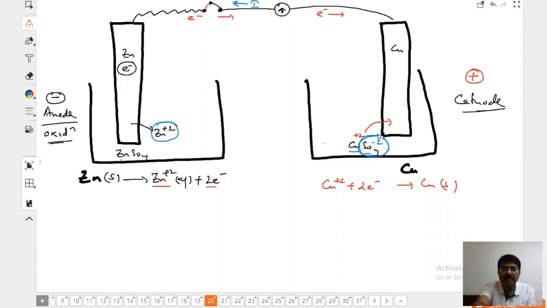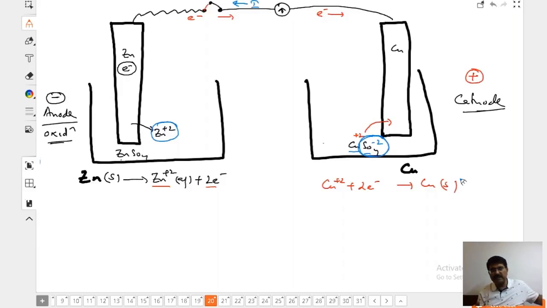Right? I'm not worried about whether you have sulfate or chloride. Those are not participating in the reaction. You see, electron gain and loss is happening between copper and zinc. We have 100 copper, we have 100 sulfate here. What has gone is copper. So what is left? Sulfate is left more. So this will acquire negative charge.